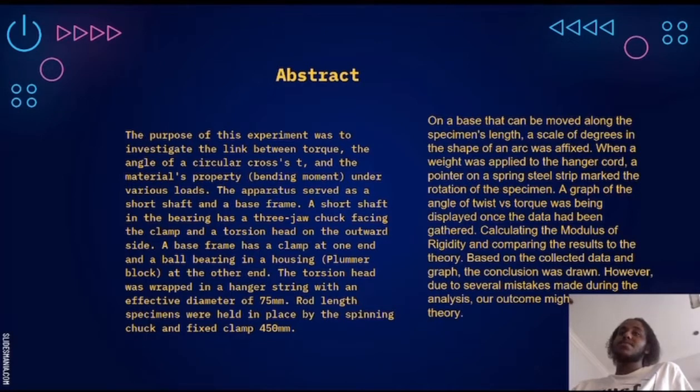A scale of degrees in the shape of an arc was fixed when a weight was applied to the hanger cord. A pointer on a spring steel strip marked the rotation of the specimen. A graph of the angle of twist against torque was displayed once the data had been gathered, calculating the modulus of rigidity and comparing the results to the theory. The conclusion was drawn, however, with several mistakes made during the analysis. Our outcome might differ from theory.